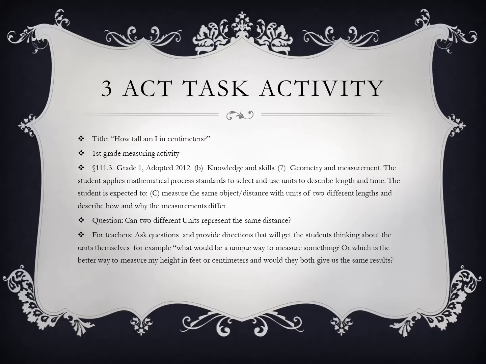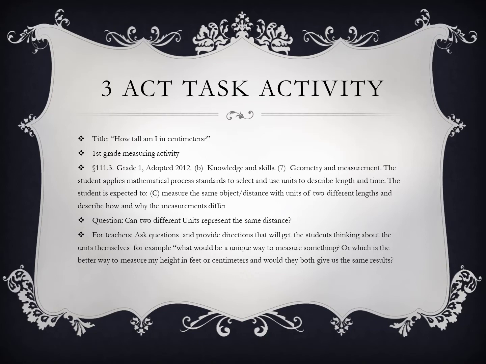This is a 3-act task video for first graders called How Tall Am I in Centimeters? It covers the TEKS of 111.37c, which covers measuring the same object or distance in two different units and comparing the results.